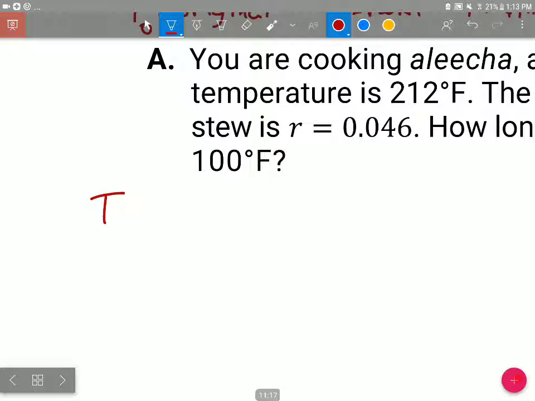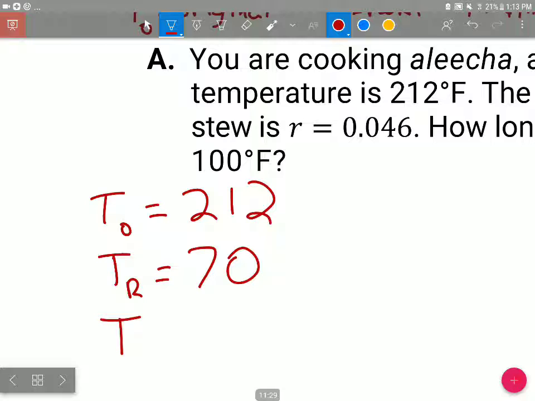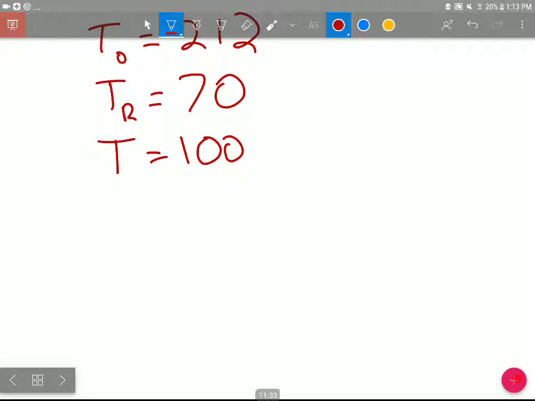Your T of O, what's your original temperature? 212. Your T of R, what's your room temp? 70. Your big T, your final temp, what do you want it to be? 100, that's what they say. Your little r, your rate of cooling in this case is 0.046. And your little t, do we know the time? No, that's what we're solving for. So they give you all the information.